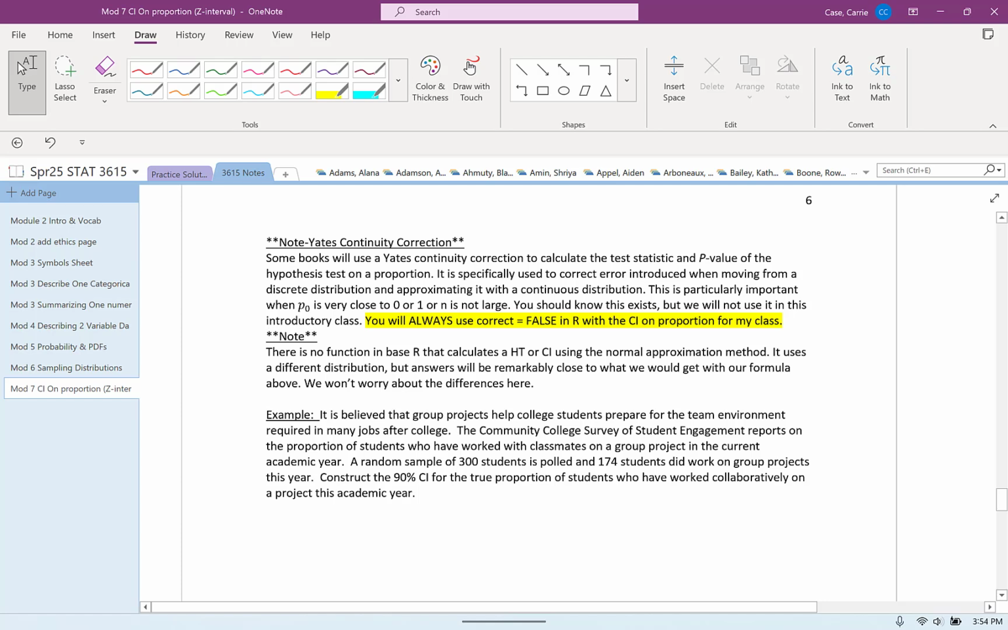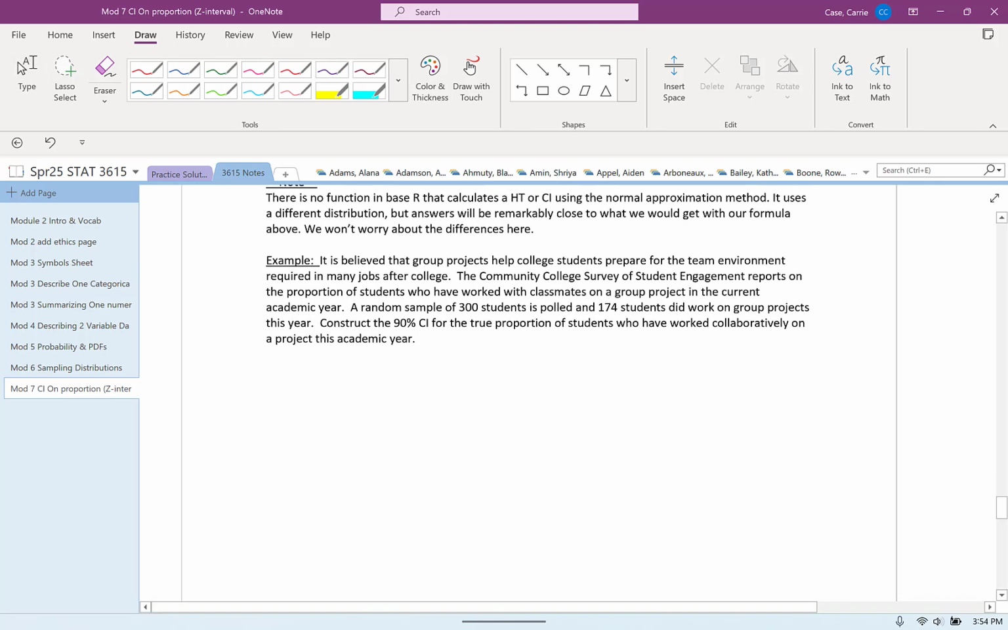So we will always use the command correct equals false when we're doing our confidence interval on the proportion. You should also know that there is no function in base R that calculates a hypothesis test or a confidence interval using the normal approximation method. It uses a different distribution, but answers are going to be remarkably close to what we'd get with our formula above. So we won't worry about the differences here. Just know that you can use the normal curve, or you can use what they're calling a chi-squared curve. We're going to see a chi-squared curve later in the semester.